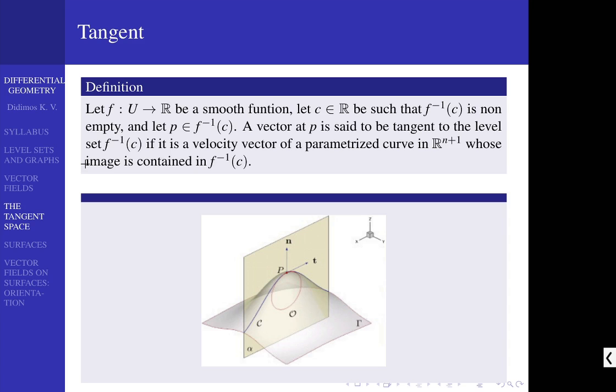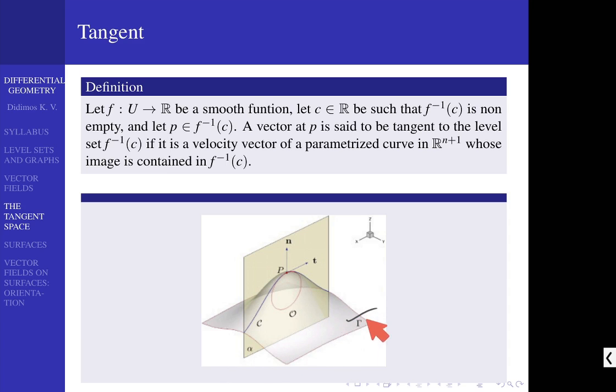A vector at p is said to be tangent to the level set f inverse c if it is a velocity vector of a parameterized curve in R^(n+1) whose image is fully contained in f inverse c. So this is the definition of a tangent vector. A tangent vector is the vector at the point p in the level set such that that vector should be a velocity vector of some parameterized curve which is fully contained in that level set.